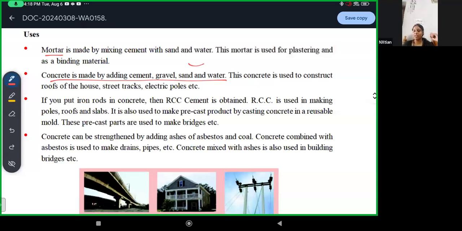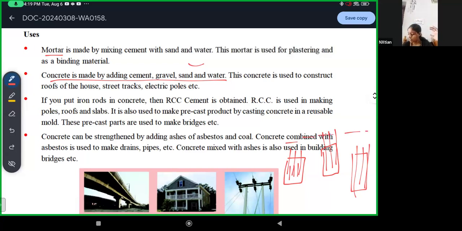Have you ever heard of RCC being done in the roof? Iron rods are there in the concrete, and there are various pillars. When building the metro, they use RCC cement for the main track that they put on top of the poles. They put iron rods in the concrete and make poles. With the support of these concrete poles, your roof is constructed.